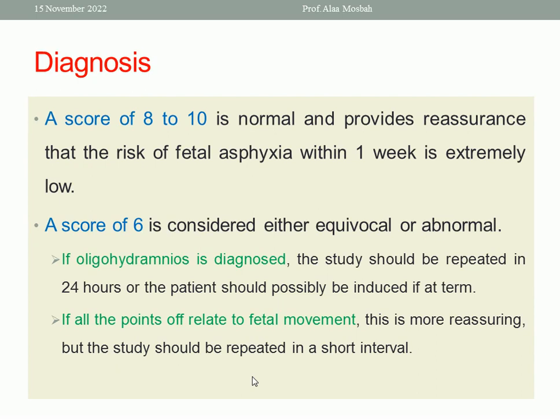If all points off relate to fetal movement, I mean the amniotic fluid is okay, the non-stress test is okay, but all the points off are related to fetal movement, and the score is 6, this is more reassuring, but the study should be repeated in a short interval. Okay?